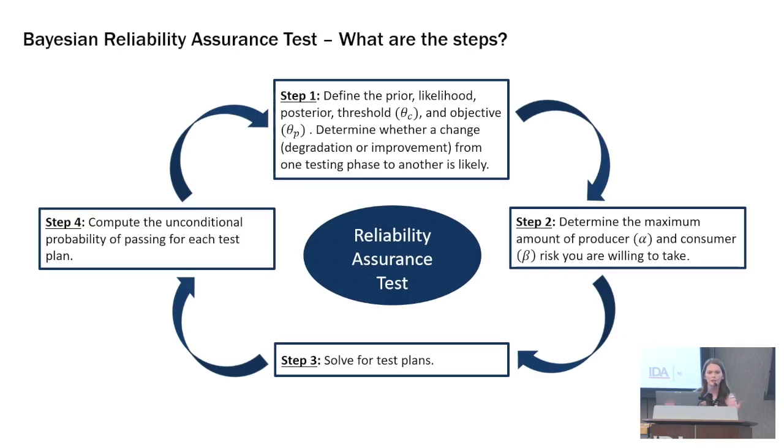Okay, so I talked up front about the benefits of using a Bayesian approach to test planning, but what are the steps, what are the ingredients that we're going to need to plan for a Bayesian assurance test? The first thing you're going to need, like any Bayesian analysis, is to define the prior, likelihood, and posterior.